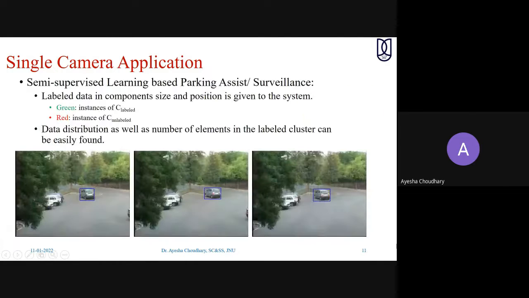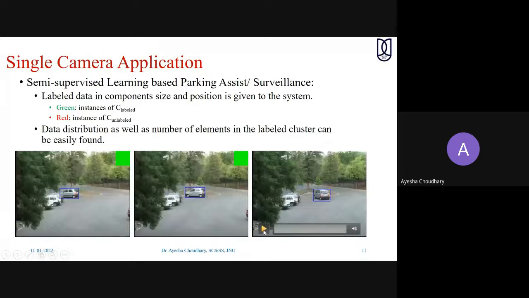We moved on to a semi-supervised learning method, where the system has a certain amount of training data. We again do clustering over here. This is like a parking assist or surveillance, where you just want to check whether the cars are being parked correctly or not. In this parking slot, it is very normal for cars to park in this manner, and the system was able to find out that yes, this car is getting parked in the correct manner.